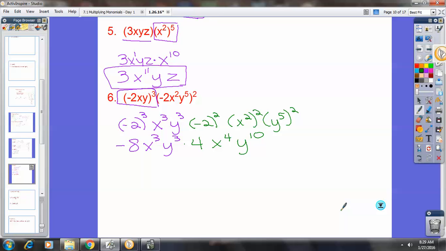Is there anything else that we can do to simplify? Yeah. We have coefficients, right? What is -8 times +4? -32. We have x cubed times x to the 4th. What could we do to those exponents? Add them. So we have x to the 7th. y to what power? y cubed times y to the 10th is y to the 13th.